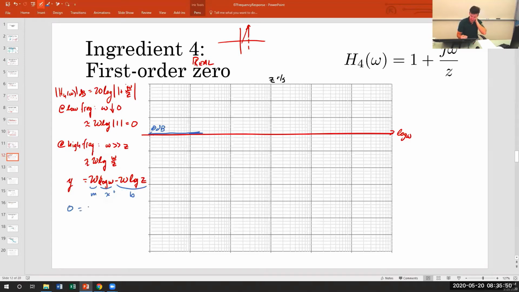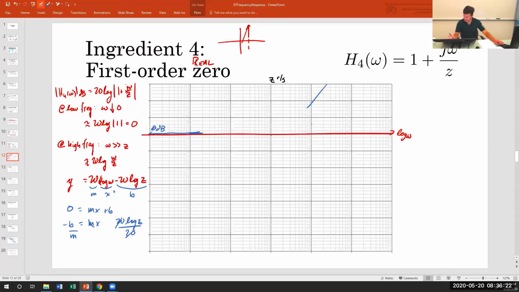So that would be 0 equals mx plus b. So if I subtract the b over, divide by m, the x-intercept is 20 log of z divided by 20. So it's just log of z. So that's this point here. So this is a slope of 20 dBs per decade.